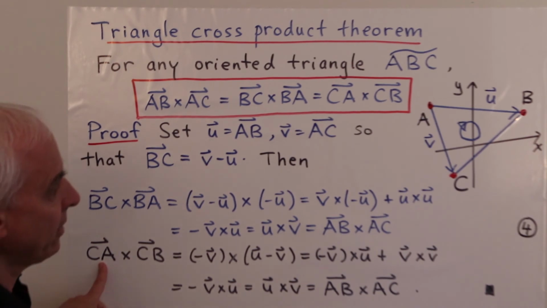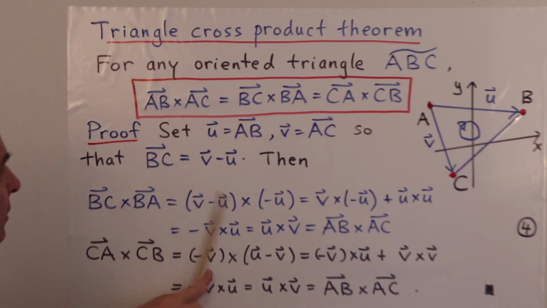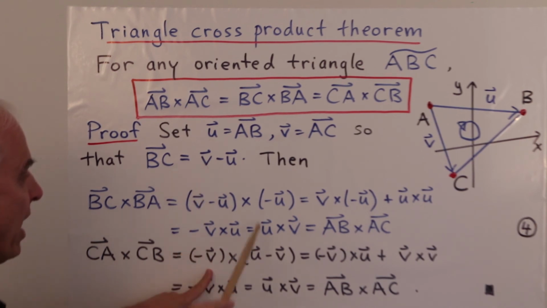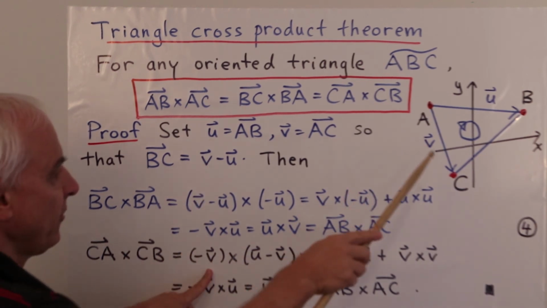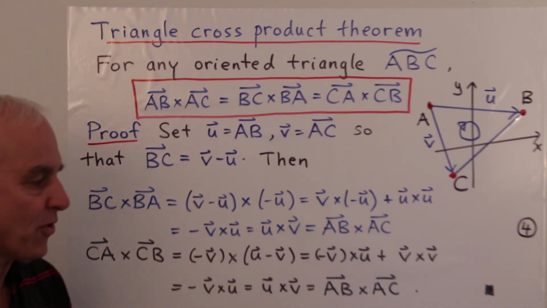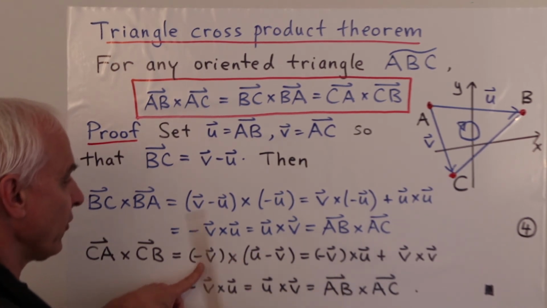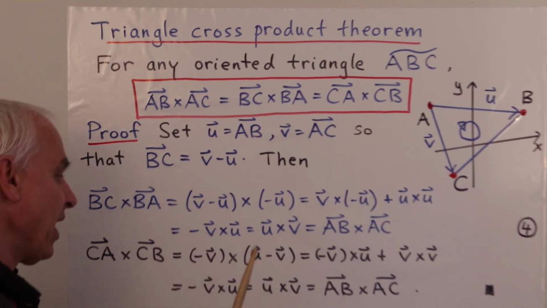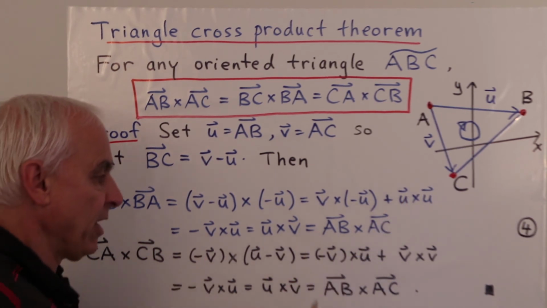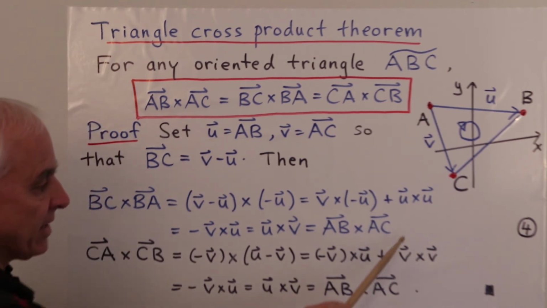What is CA? Well, that's going to be minus V. And what is CB? Well, it's the negative of BC, so it's going to be U minus V. From C to B is going to be the negative of this one, U minus V. And then the linear property of the cross product, again, gives us minus V cross U, that's the first term. And then there will be plus minus V cross minus V. And for a similar reason as up here, the two minus signs combine to give us a plus sign. And in any case, this thing is 0.